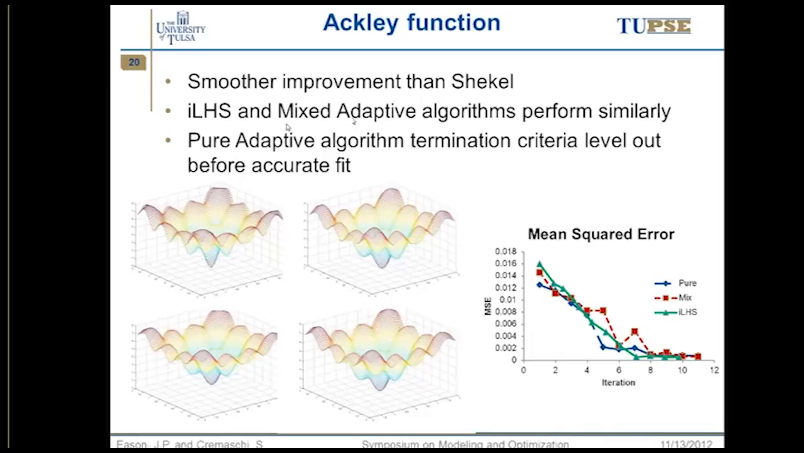The incremental Latin Hypercube and the mixed adaptive algorithms perform similarly, but the pure adaptive algorithm had a little trouble because the termination criteria leveled out right here in this region before we actually had an accurate fit. But you can see once we actually reach about 9 iterations, I think there's 9 iterations here for each of these functions, the actual function compared to the fit functions, the surrogates are modeling the behavior very well and pretty much indistinguishable from the different sampling techniques.